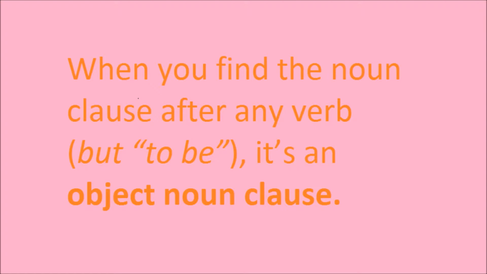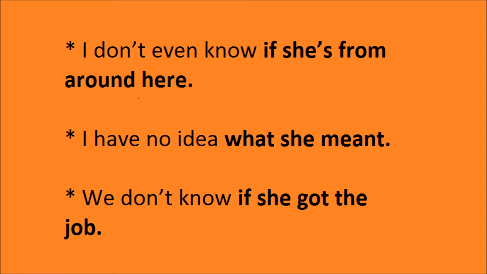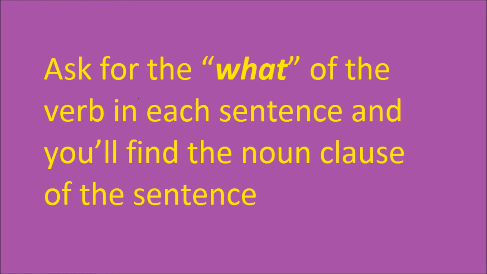Now, when you find a noun clause after any verb but to be, it's an object noun clause. Examples: I don't even know if she's from around here. I have no idea what she meant. We don't know if she got the job. Ask for the what of each verb and you'll find a noun clause.